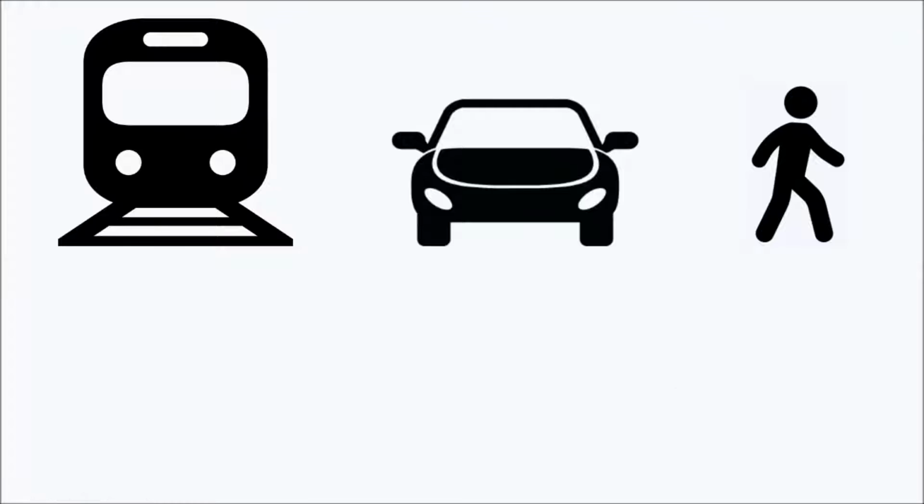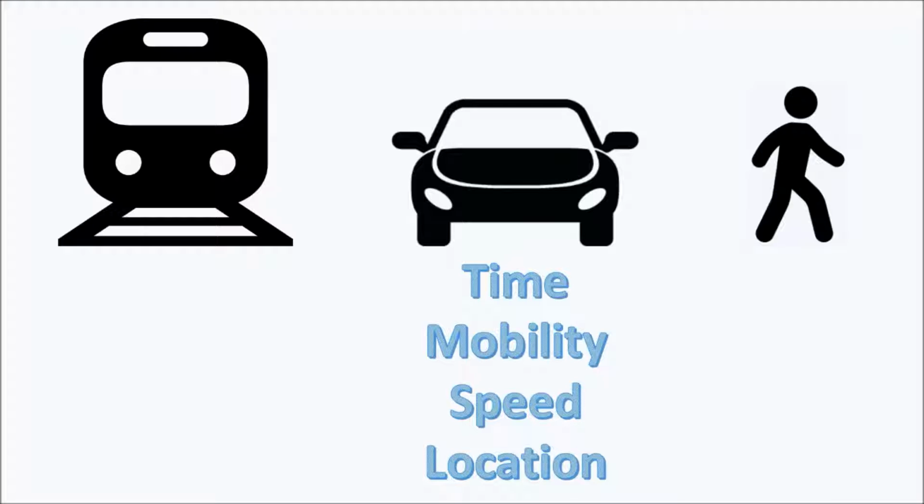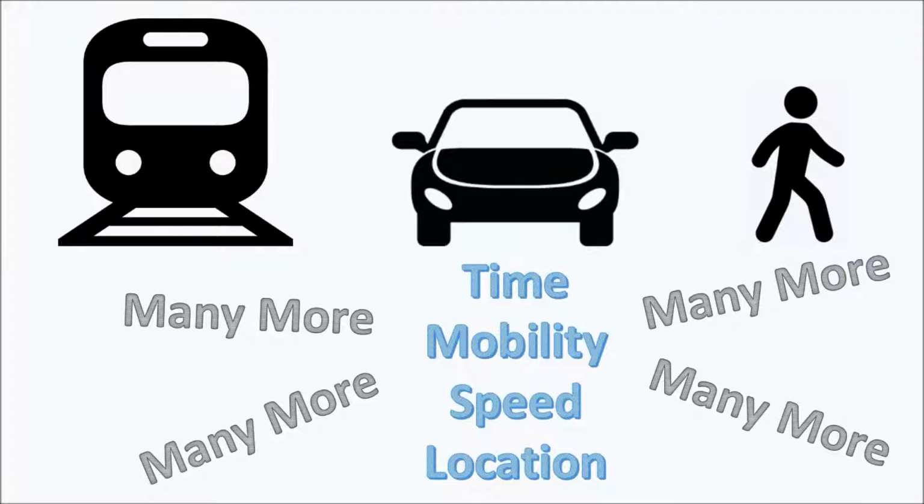Think of it this way. While traveling from one place to another, we have different options of traveling. One, we can go by walking, or we can go by a car, or we can go by a train. And these decisions are determined by some criteria like time, mobility, speed, location, and many more. Similarly, in Java, we can also make decisions like this by using if statements.